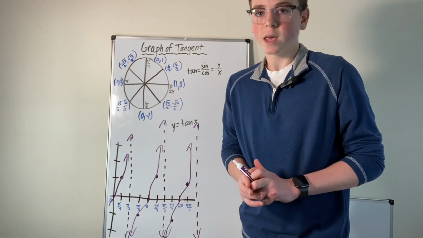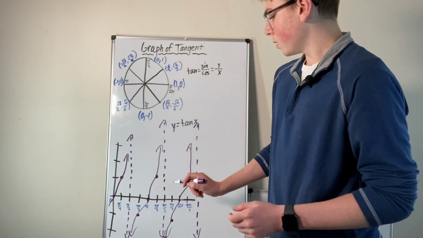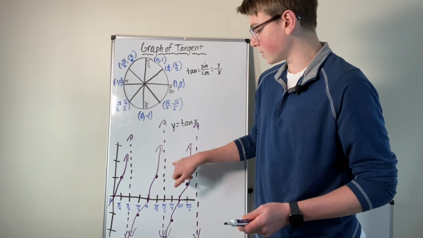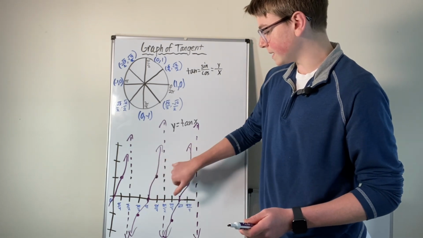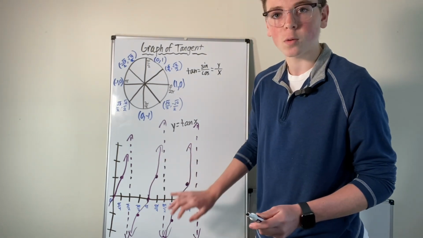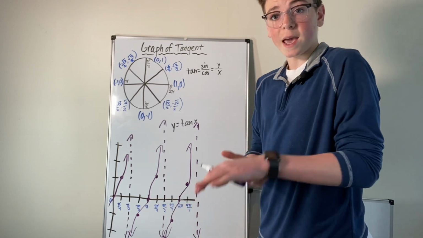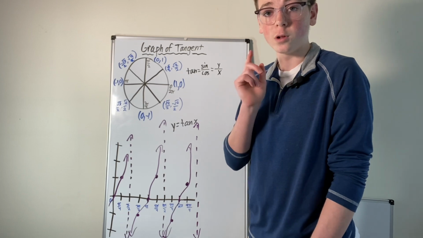Third of all, I want you to get the period from this. For the period, we go asymptote to asymptote, because from this asymptote to this asymptote, there's one full graph. Then from this asymptote to this asymptote, it's the same graph again. So from one asymptote to the next asymptote is one full graph.